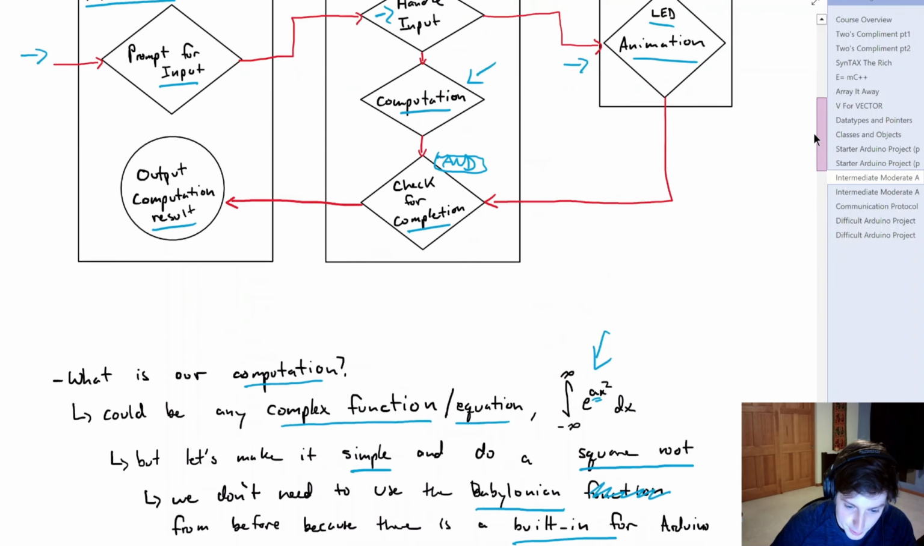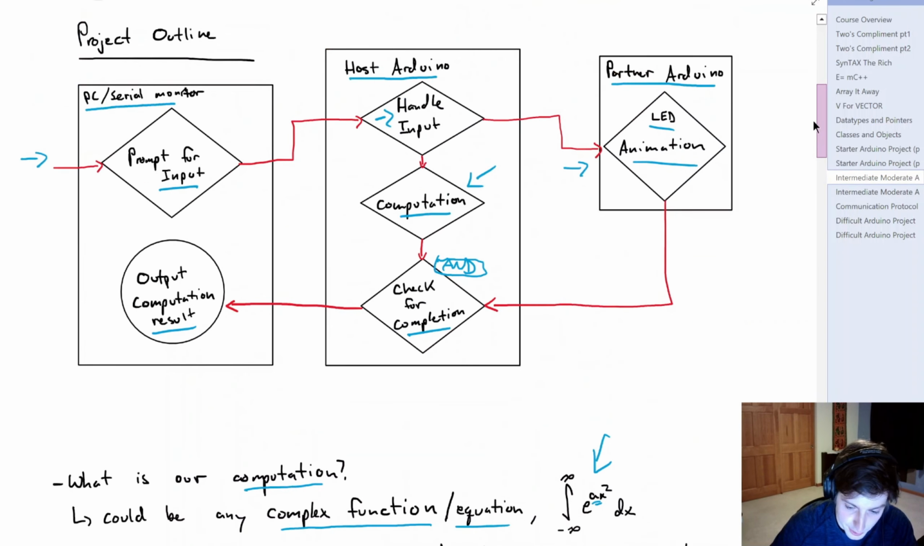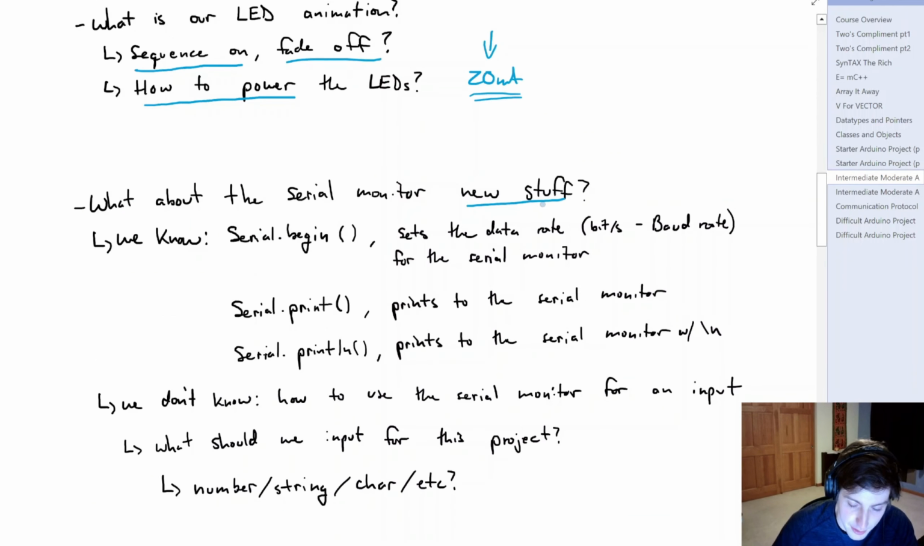So scrolling back up, we know what our computation is going to be. We know what our LED animation is going to be, roughly. So the next thing is probably working with the serial monitor. We have a little bit of new stuff that we have to learn, but we have some things that we know that we will also be using.